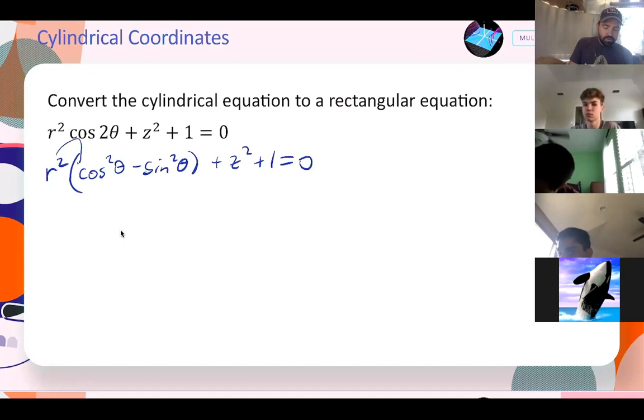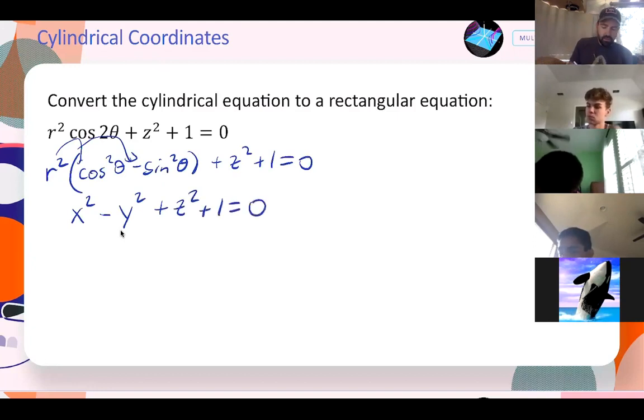And now I could distribute the r squared. R squared cosine squared theta is just x squared. R squared sine squared theta is just y squared. Okay, and at this point we would be done. We really wouldn't have to do anything else.